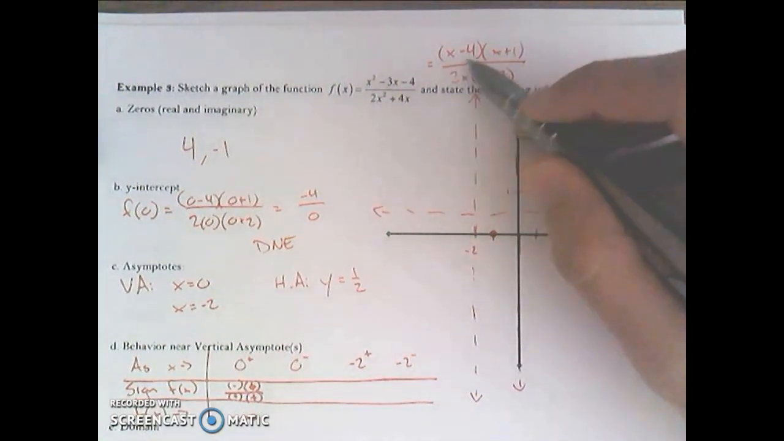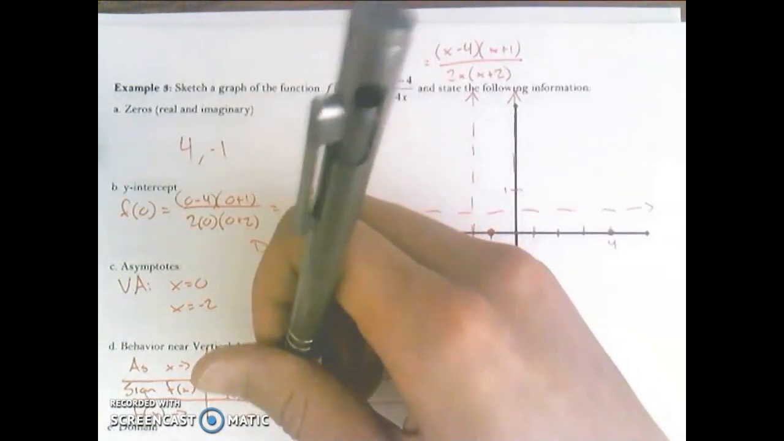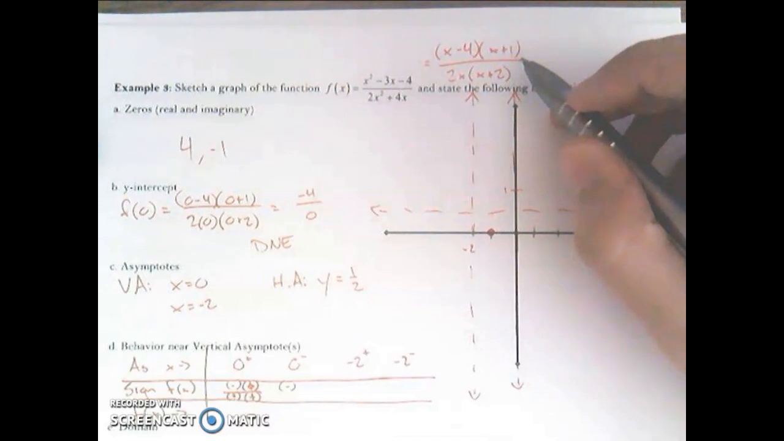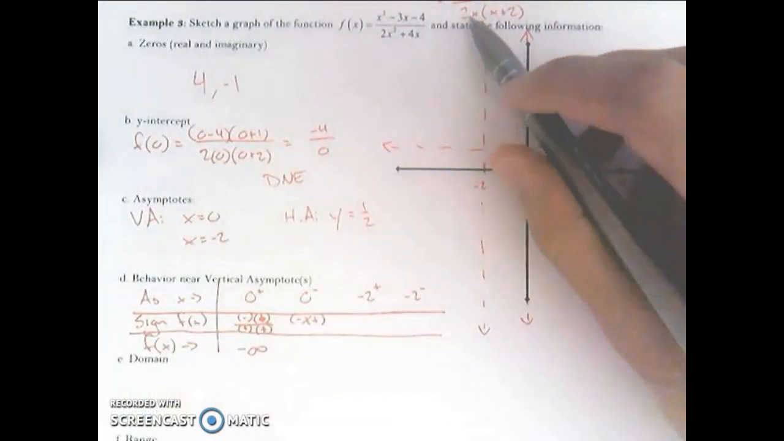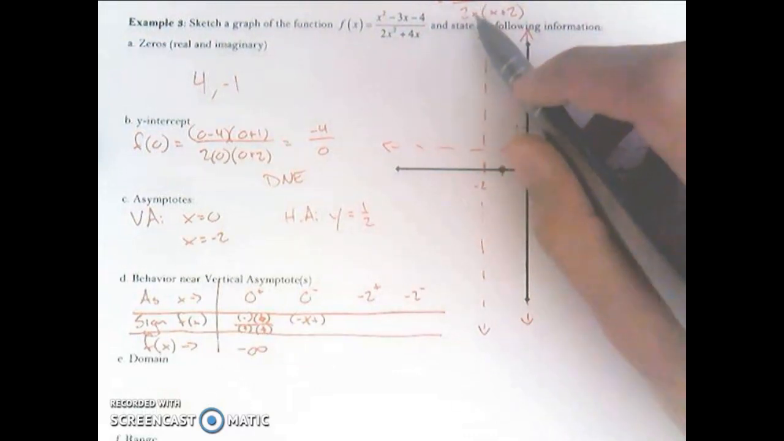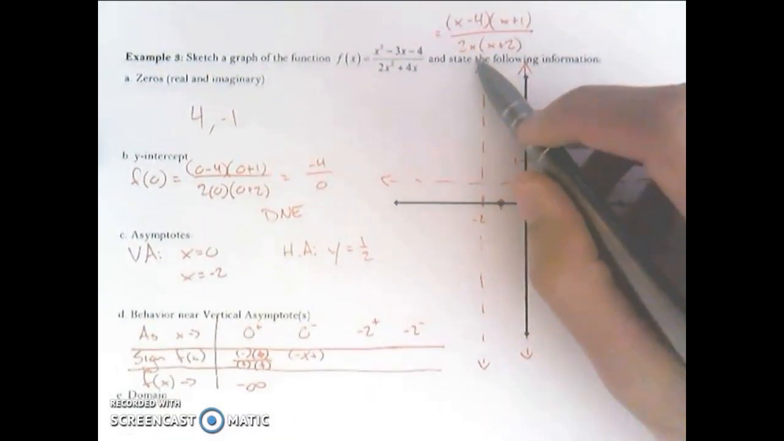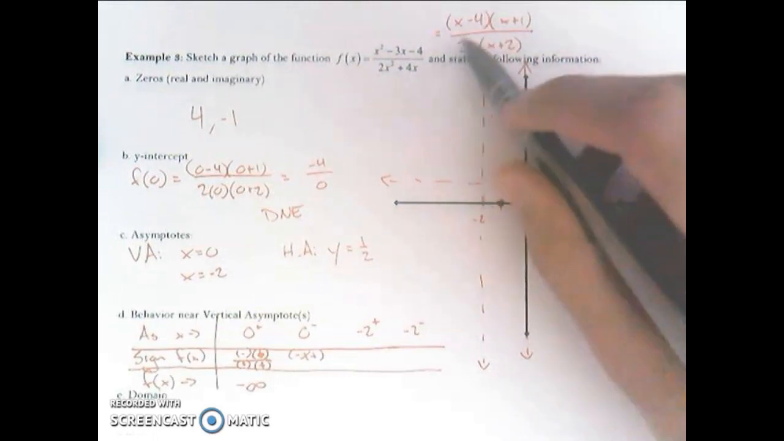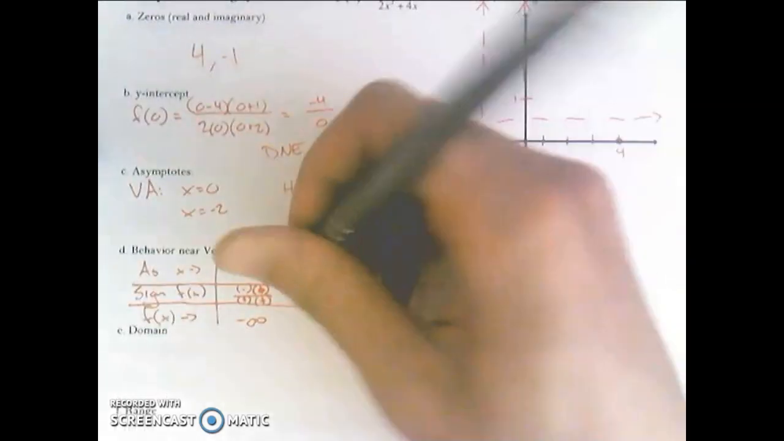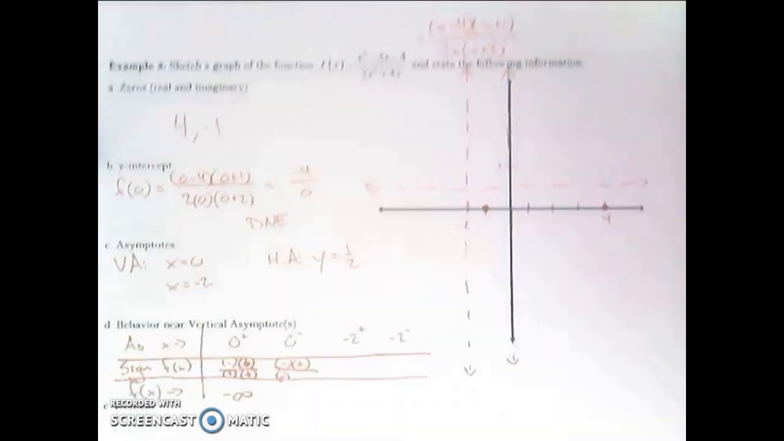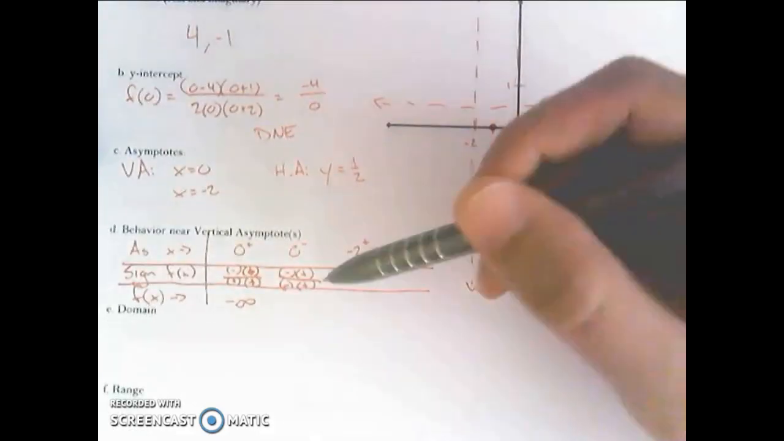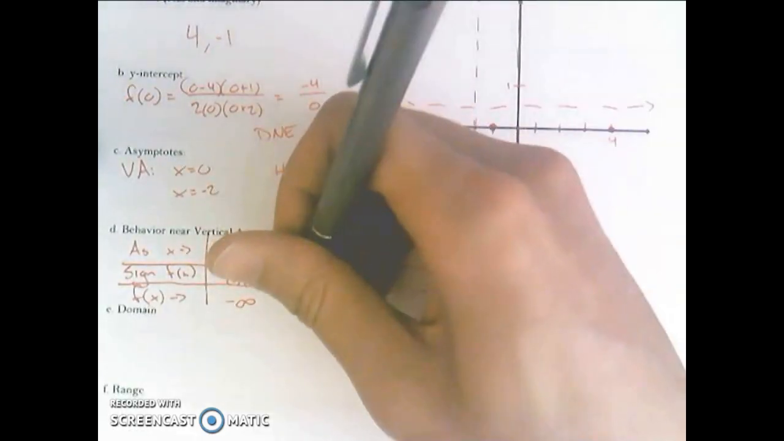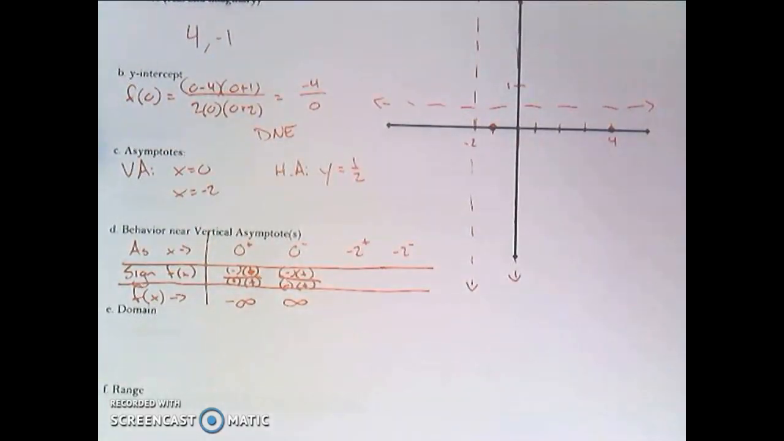How about 0 from the negative side? We have 0 minus 4, that's going to be a negative quantity. 0 plus 1 is going to be a positive quantity. We have 2 times 0, but from the negative side, so it's going to be a real small number close to 0, small negative, but it's going to be times 2, so it's still going to be negative. So we have a negative here. And then 0 plus 2, that's going to be a positive. So we have a negative times a positive over a negative times a positive. Those negatives are going to cancel out. We're going to be approaching infinity.